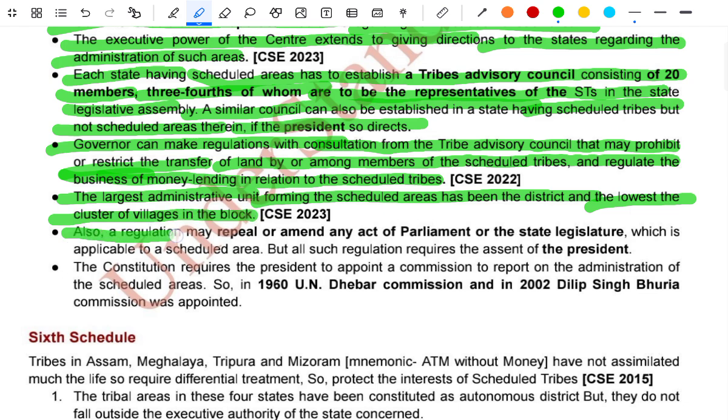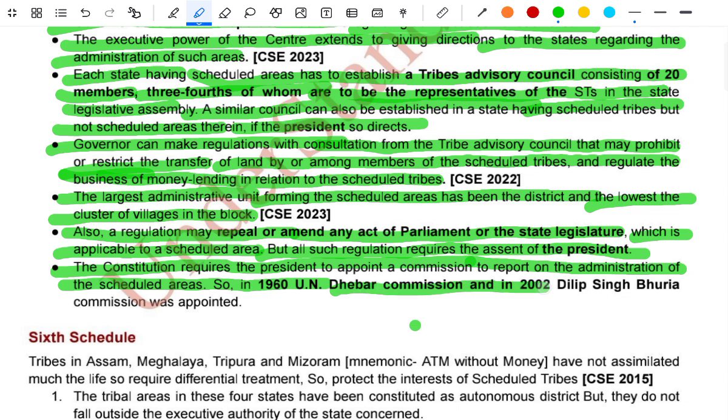Also, regulations may repeal or amend an act of Parliament or the state legislature which is applicable to the scheduled area, but all such regulations require the assent of the President. The Constitution requires the President to appoint a commission to report on the administration of the scheduled areas. So the 1960 Union Commission and, in 2002, the Dilip Singh Bhuria Commission were appointed.